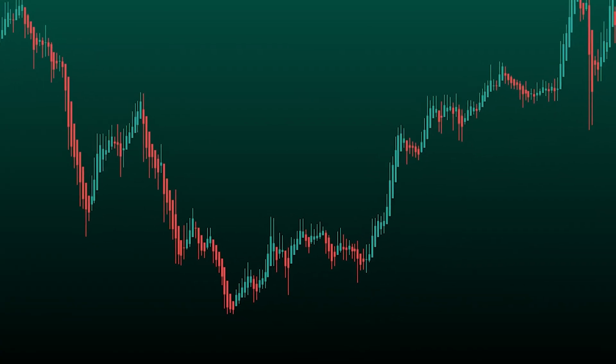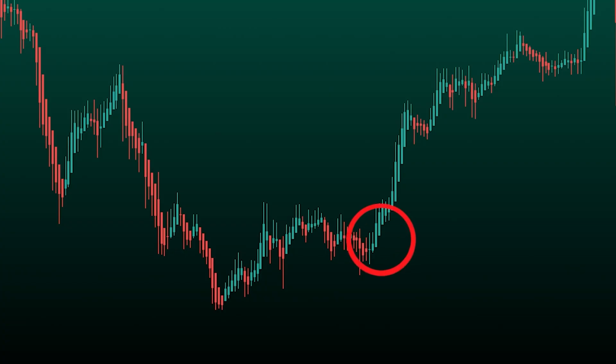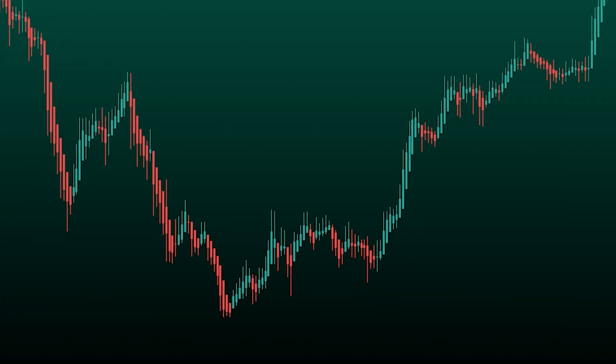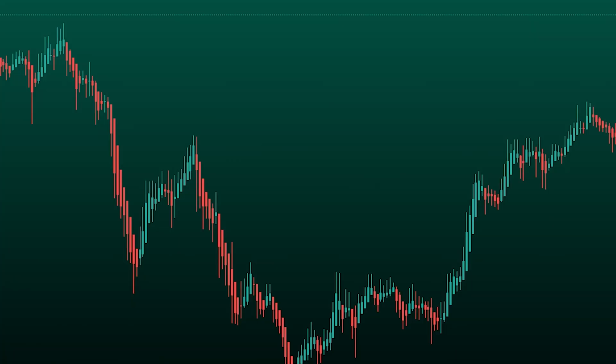A series of green candles with little or no lower wicks shows a strong uptrend. A series of red candles with little or no upper wicks shows a strong downtrend. As long as the candles stay consistent, the trend is strong. When the candles start getting smaller or show wicks on both sides, it can signal weakness or potential reversal.